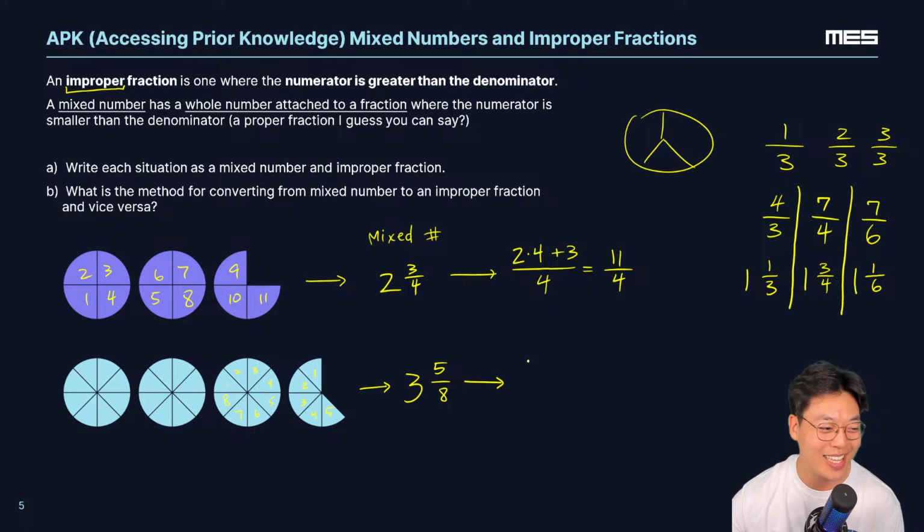Chloe said, I'm not going to get this one wrong. My head's in the game. Chloe, you are locked in. Let's go. We have 3 full 8s. So we have 3 times 8 plus the 5 all over an 8. Well, 3 times 8 is 24, plus the 5 gives us 29 over 8.